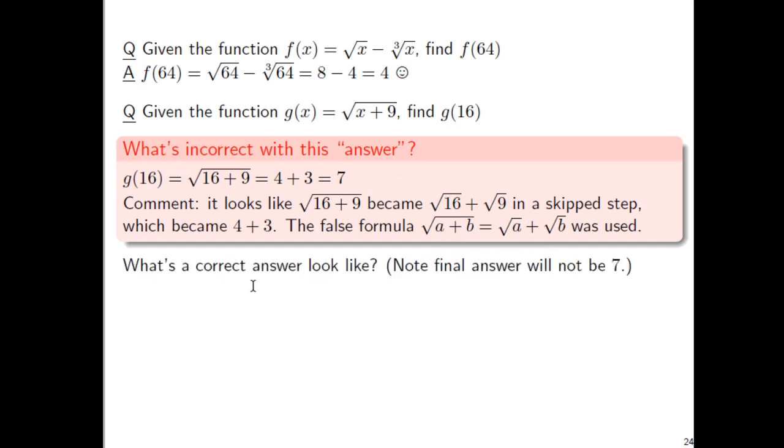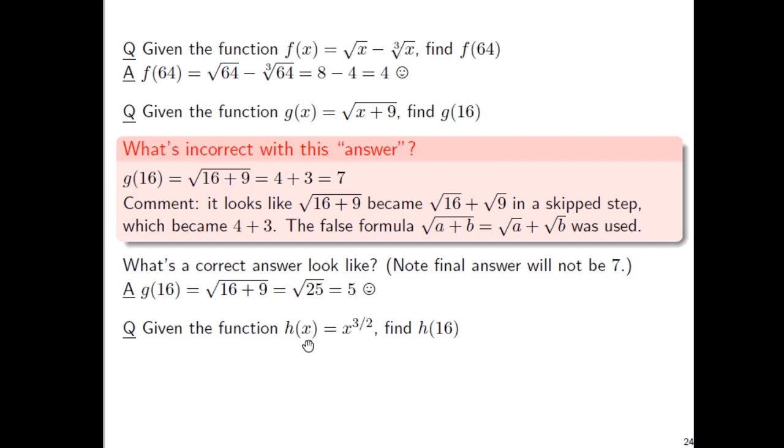So what's a correct answer look like? The final answer shouldn't be 7, by the way. Instead, this first step of this work in the red box is actually correct. Okay, that's a correct application of the function. It's just distributing the square root was using this false formula. That shouldn't have been done. Instead, you'll have your root 25, which is equal to 5.